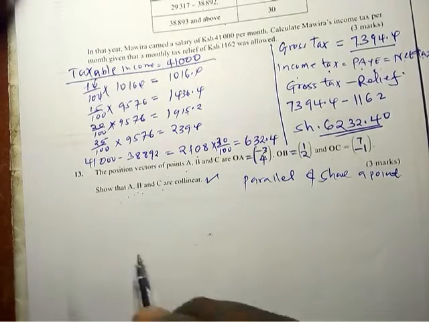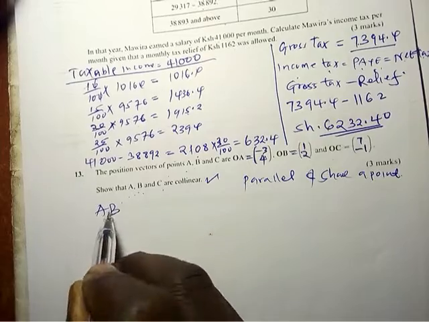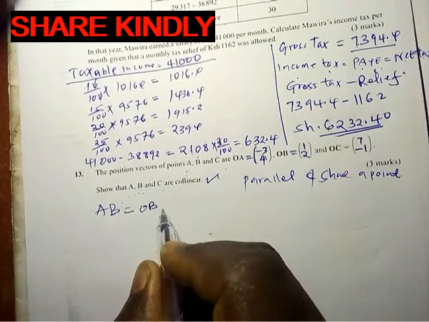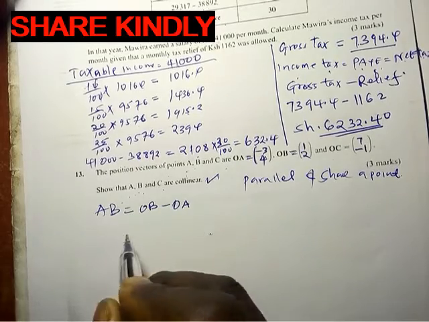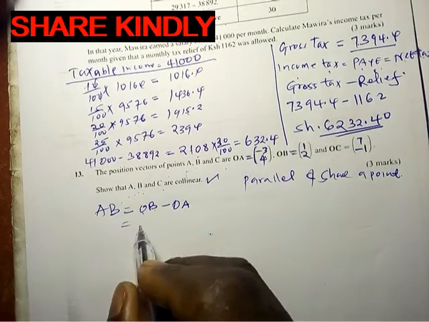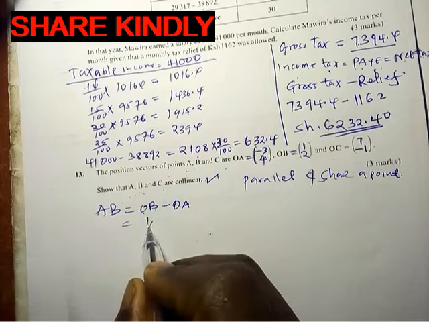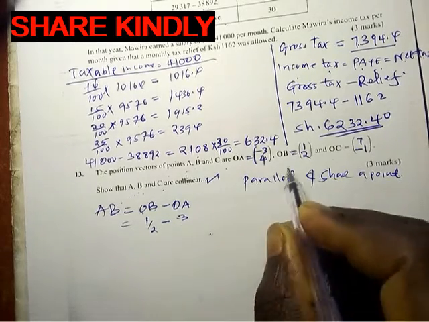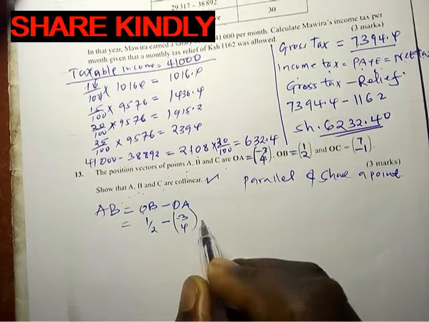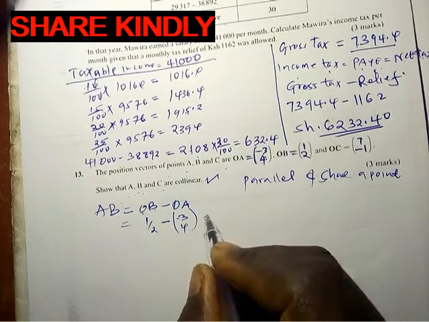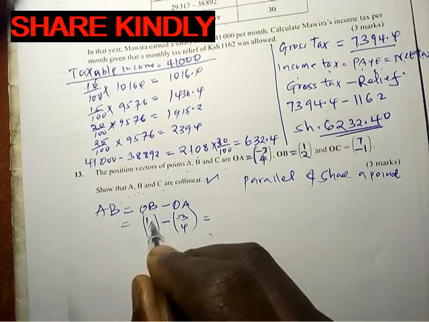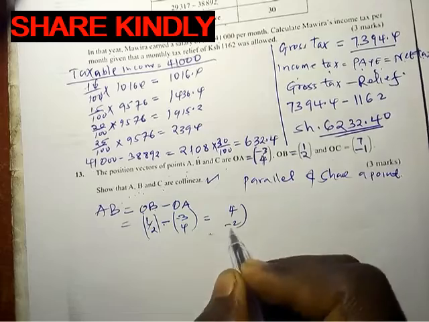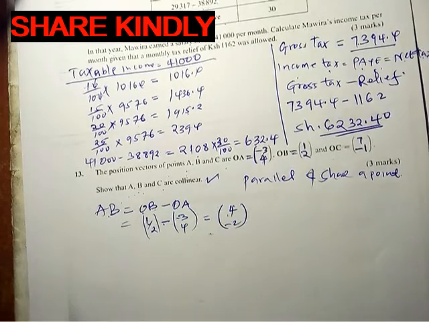So now we get AB. How do you get AB? AB equal to OB minus OA, which is OB is a half minus (-3, 4). And this one will give us (1, -2). So AB tushapata ni hiyo.